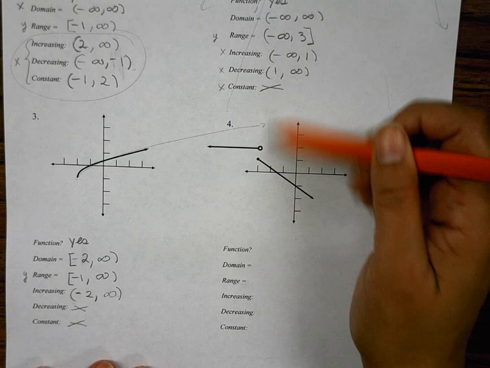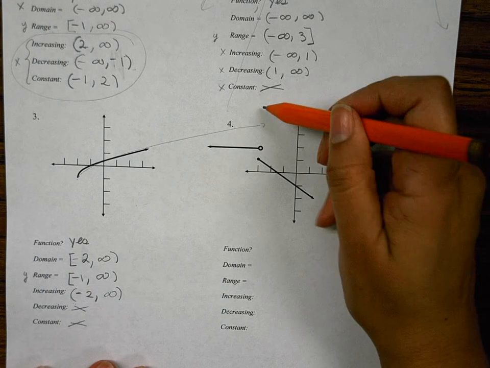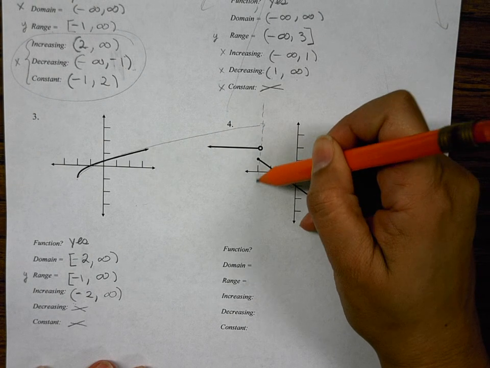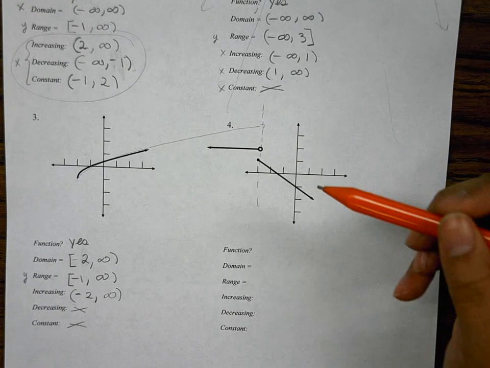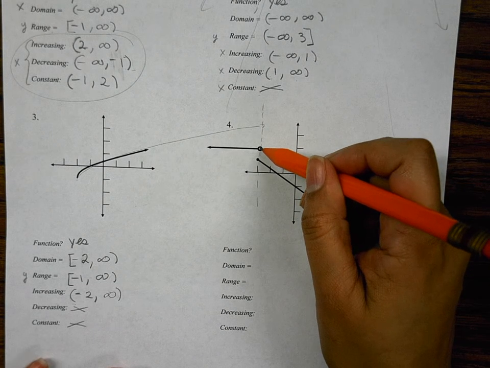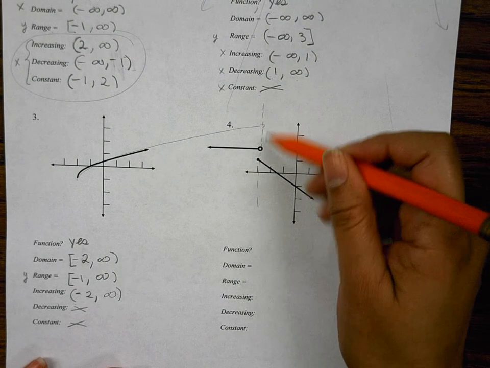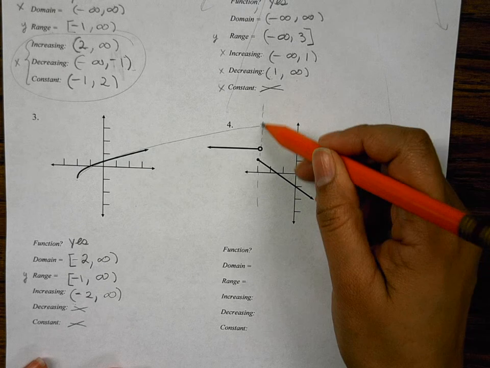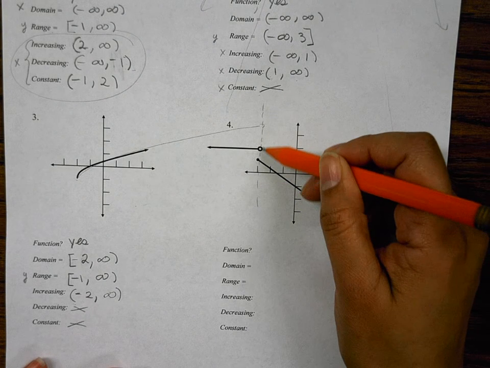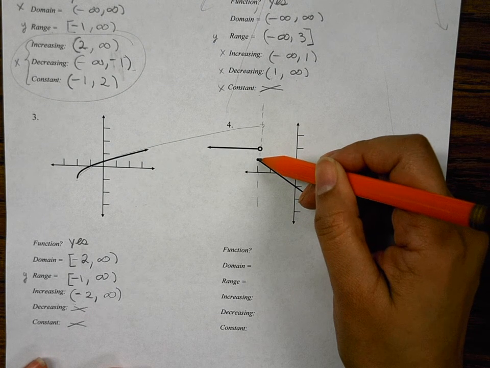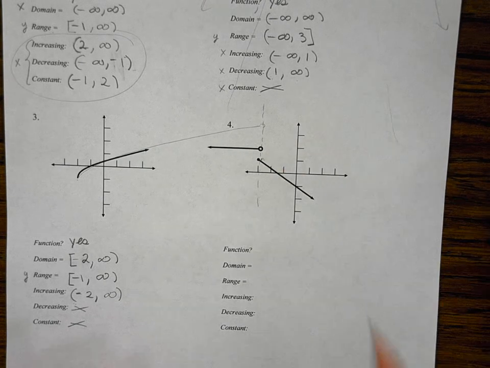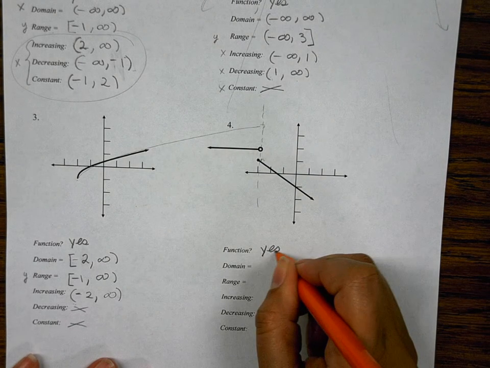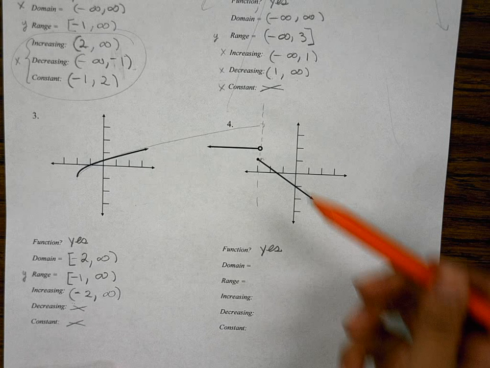Okay, number 4. Does it pass the vertical line test? It's a little tricky. Right in here, does it pass the vertical line test? Now, it looks like it doesn't, but because that circle is open and that circle is closed, it does pass the vertical line test. Does everybody see that? You draw it, it's open, it's closed, so it's really technically only passing that one dot right there. Okay, so yes, it is a function.